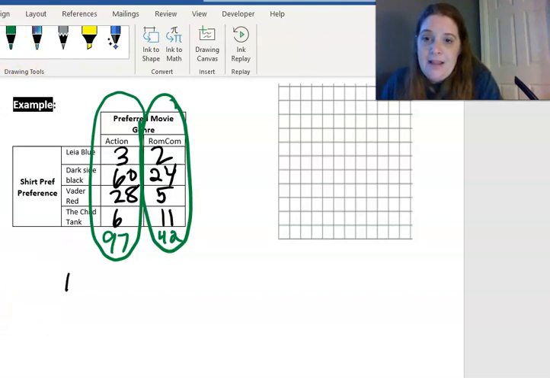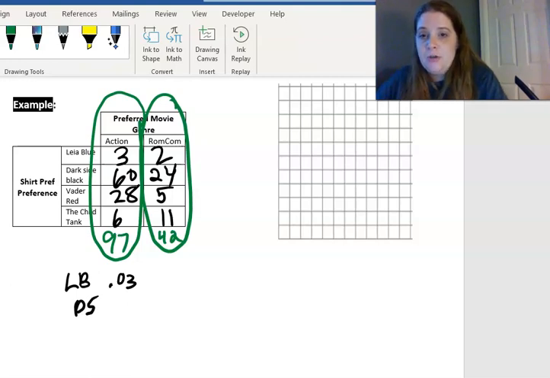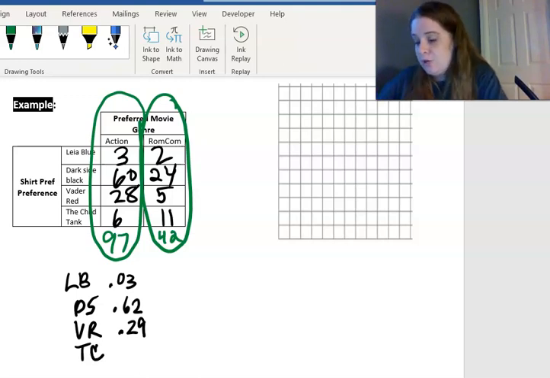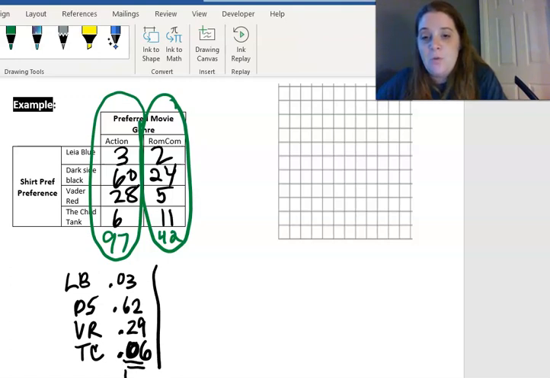For the Leia blue shirt, I'm going to do 3 out of 97, and I'm just going to use 2 decimal places for this right now. That is 3%. The dark side shirt, for action, would be 60 out of 97, which is about 62%. The Vader red shirt is 28 out of 97, which is about 29%. And the child tank, which was another shirt option, 6 out of 97 is about 6%. If we've done this properly, these should add up to 100%, and I can eyeball that. I'm pretty sure that's right.